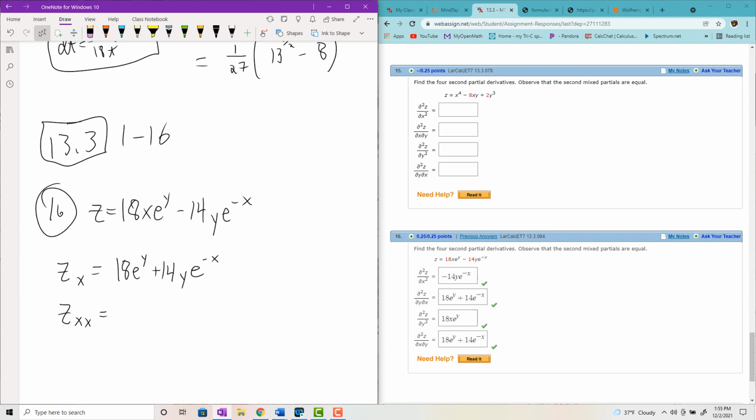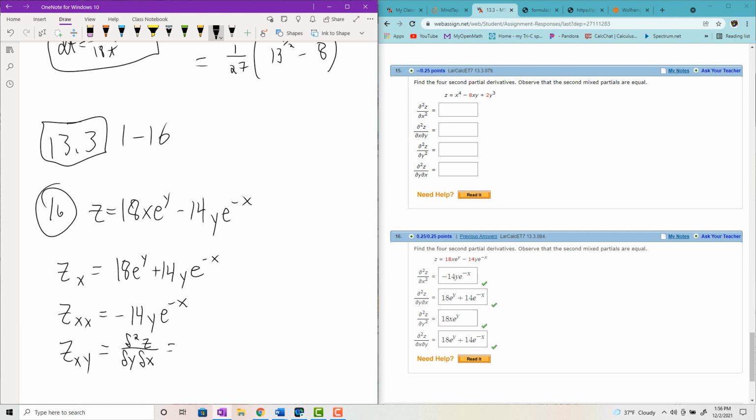Zxx is going to be negative 14y e to the negative x. Zxy, which if you look on the right, when you write it in Leibniz notation, is not in the same kind of order that you see. To do the derivative first with respect to x, you put that first in the denominator, and then to do the derivative with respect to y, you put that on the other side. So it looks backwards when you write it in the Leibniz notation, but I don't bother with it for that reason. But anyways, I just thought you should know that, hopefully to prevent you from getting in trouble in the future.